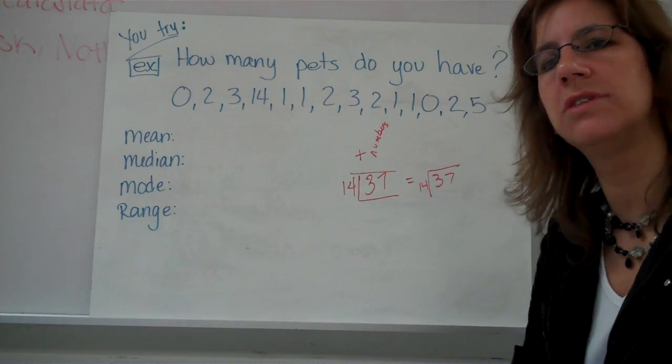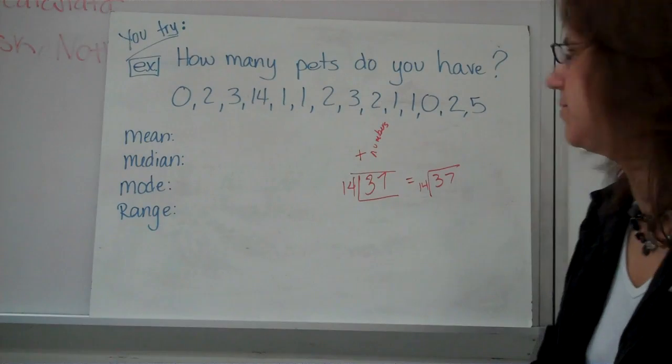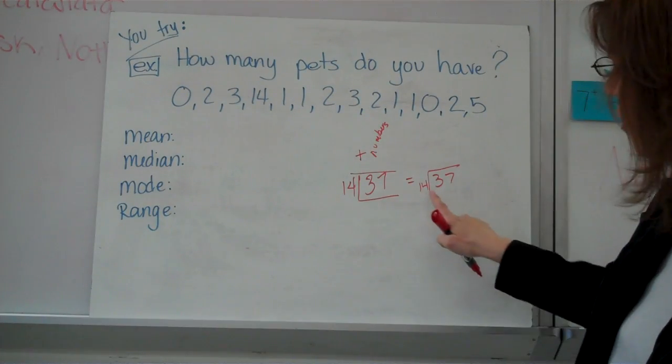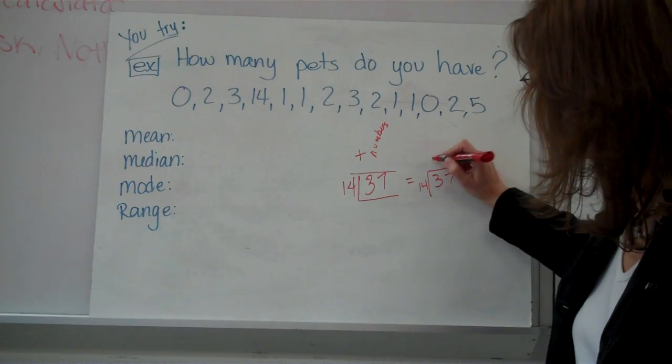Whenever you're adding up a large list of numbers, it's very easy to forget one. So take a moment and double check to be sure that you've typed everything in your calculator correctly. All right, there are 14 numbers, so we are dividing that 37 by 14, and you get a decimal.